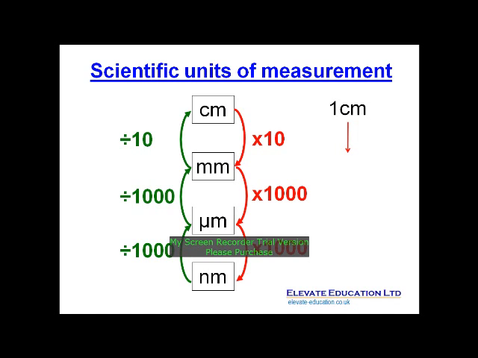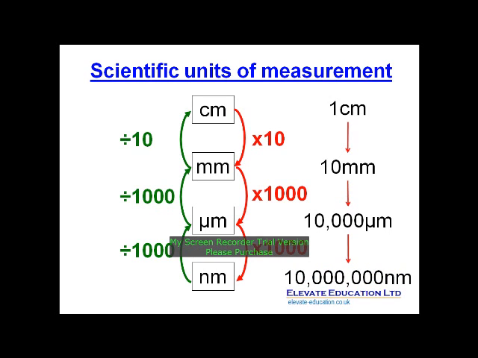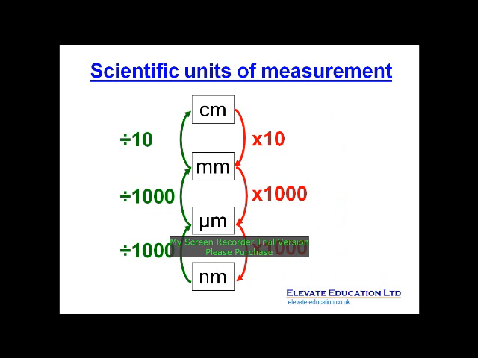So, if we look at 1 centimetre, we can see that 1 centimetre is in fact 10 millimeters, which is the same as 10,000 micrometers or 10 million nanometers. The unit of measurement that we are going to be most interested in for looking at cells and cell organelles is that of micrometers. So we need to be confident that we know how micrometers relate in size to centimeters, millimeters and nanometers, and how we can transfer between those units.